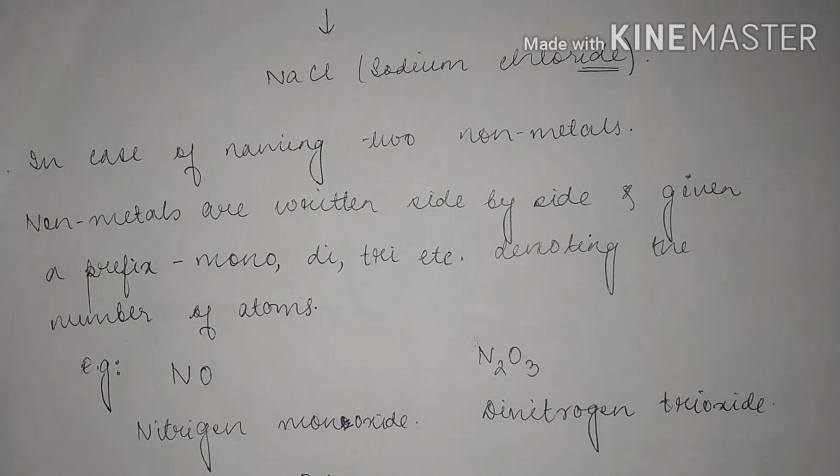The second point is, in case of naming two non-metals, think we have a compound in which two non-metals are used. No metals are there.